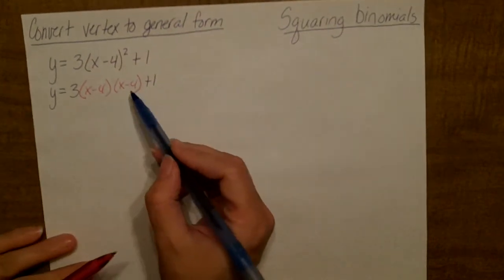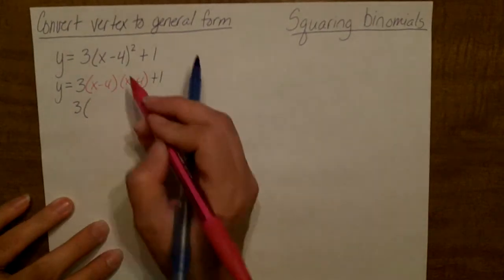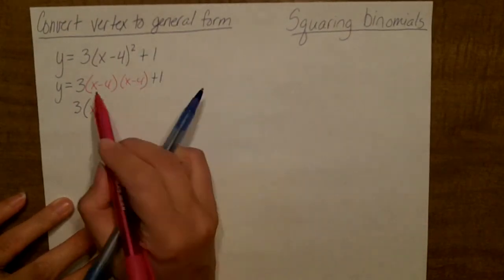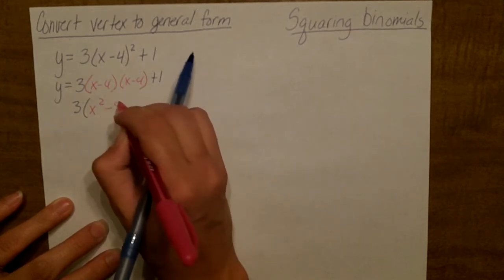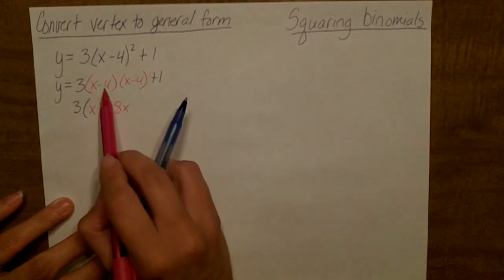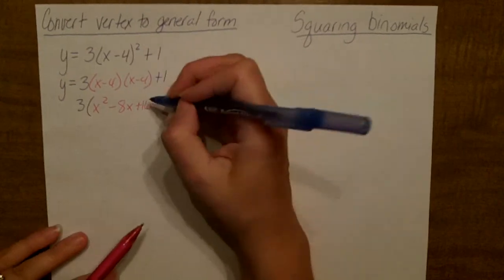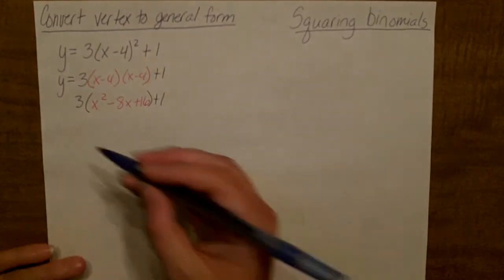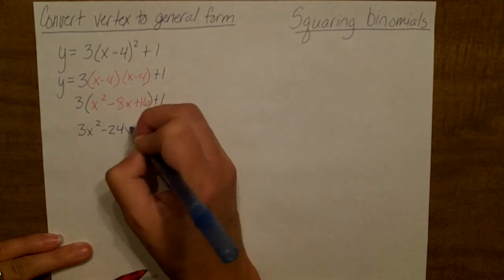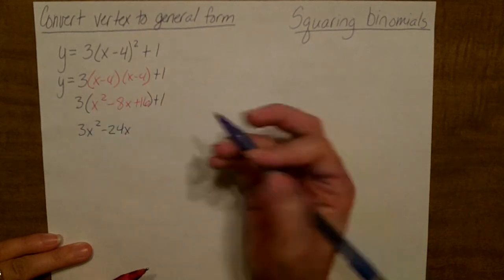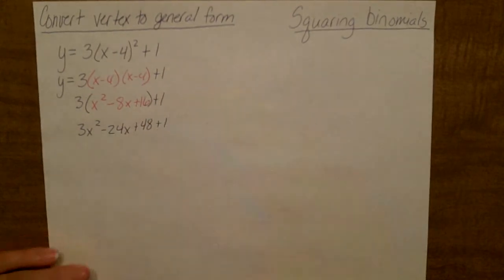When I multiply this out, I'll leave the 3. I'll have x times x is x squared, minus 4x, minus 4x gives me minus 8x. Negative 4 times negative 4 gives me plus 16. Now I can distribute the 3, so I have 3x squared minus 24x. 3 times 16 is 48. Still have that plus 1 on the end.